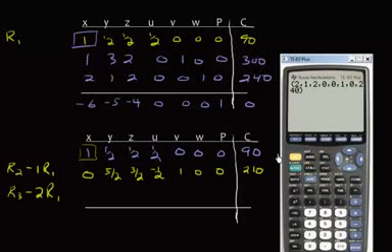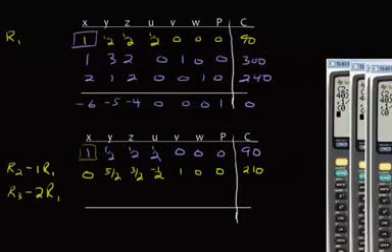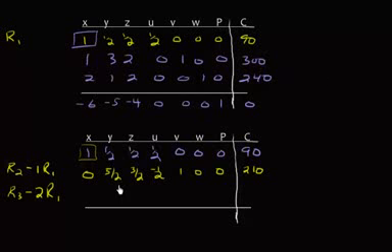And we're going to subtract 2 times row 1, again, my pivot row. We're going to press enter, and there we go. There's my new row 3. Let's go ahead and put that into the table. So we got 0, 0, 1, -1, 0, 1, 0, and 60.